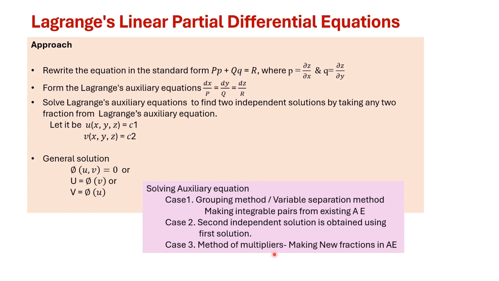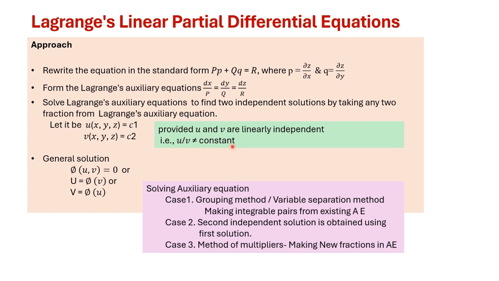Now, after solving the equation, we get two independent solutions, u(x,y,z) = C1 and v(x,y,z) = C2. C1 and C2 are arbitrary constants. Now here u and v are linearly independent, that is, u/v is not equal to a constant.